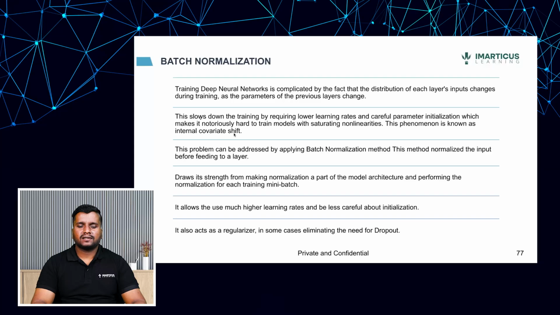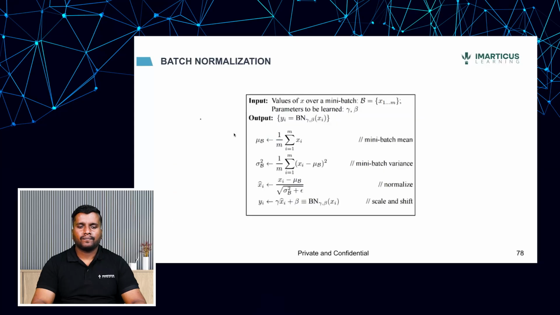And it also acts as a regularizer in some cases, eliminating the need for dropout. So basically it helps us eliminate the need for dropout because it regularizes certain parameters at a certain level. Batch normalization also reduces the dependence on certain parameters.